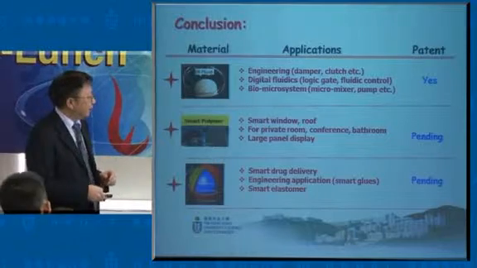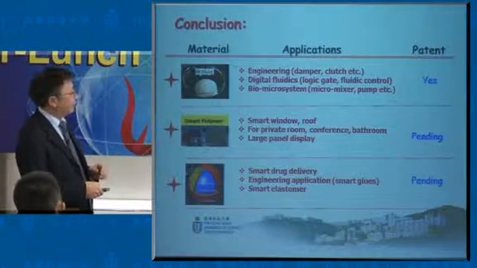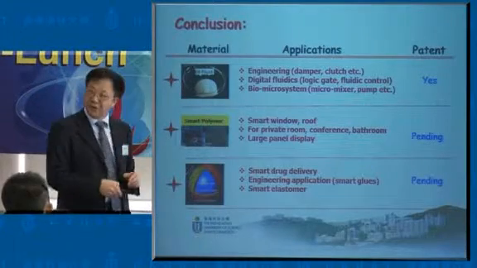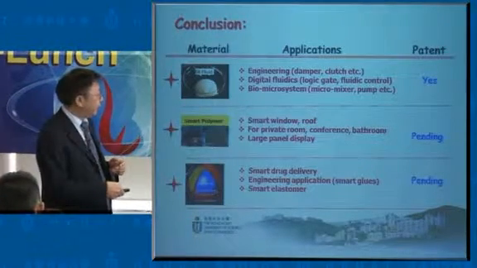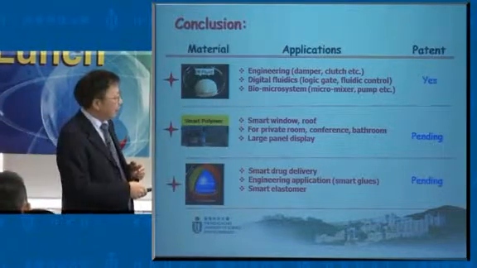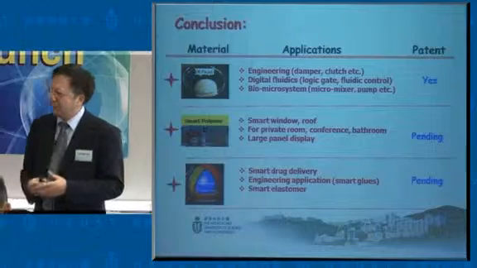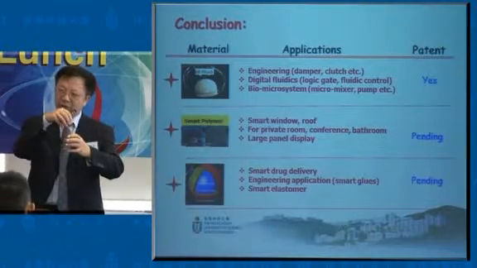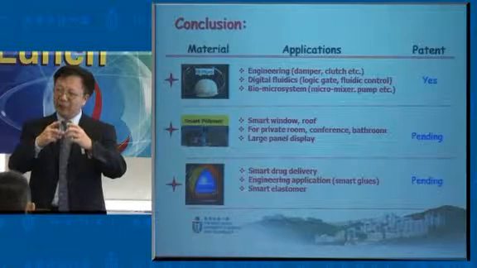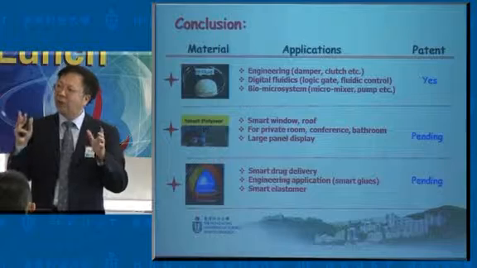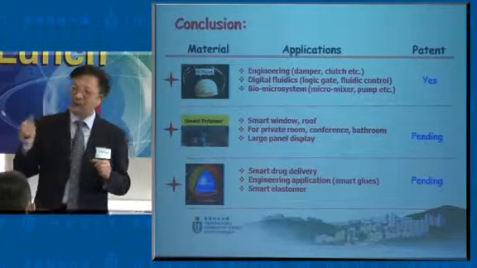The last one is smart drug. This material is very useful for smart drug delivery. And you can use it in engineering. Why? Because some U.S. company contacted us, saying this material is very useful. Suppose you put glue inside. If you apply an electric field, it can release suddenly. So we can use it as active glue, which is very useful for glue.